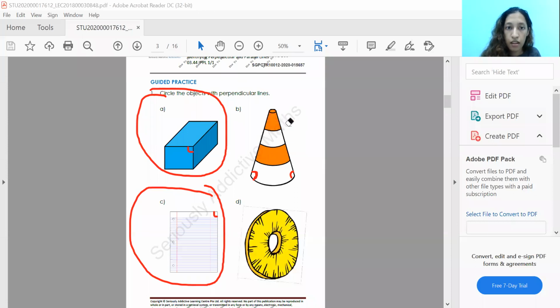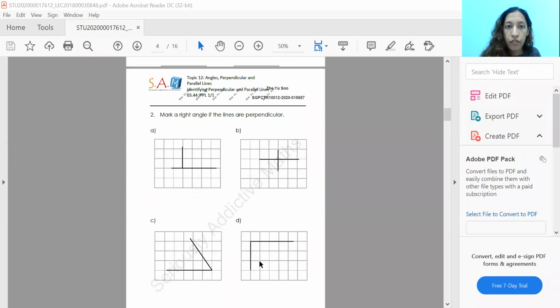Okay, so mark a right angle if the lines are perpendicular. So let us look over here. Straight lines, right? They meet at a right angle, so we draw our right angle. And then what about B? B, they also meet here. Or you can draw here, or even here. Doesn't matter, because they meet at a point at the right angle.